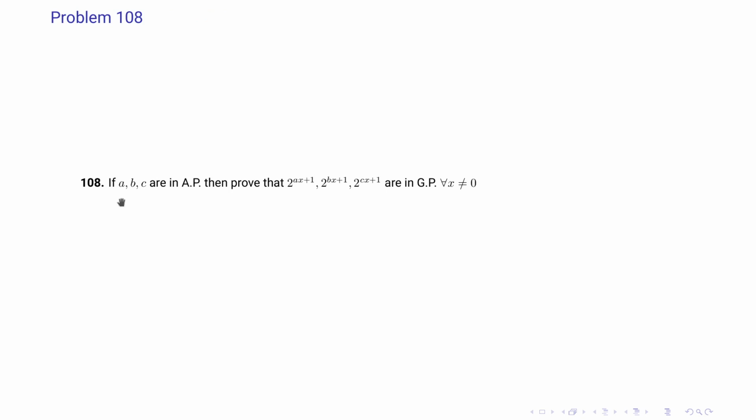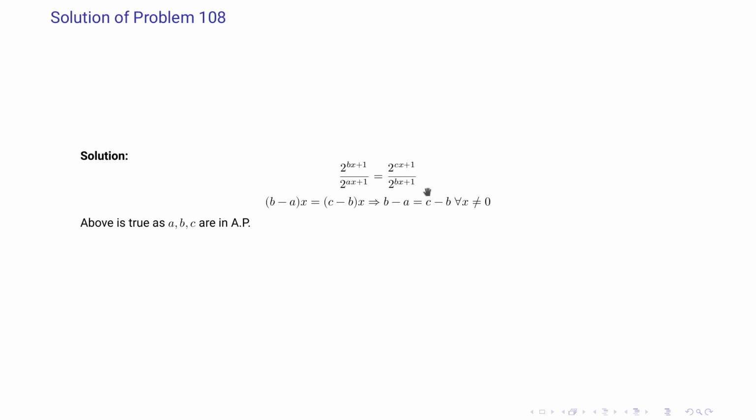Problem number 100 says that if a, b, c are in AP, then prove that 2 to the power ax plus 1, comma 2 to the power bx plus 1, comma 2 to the power cx plus 1 are in GP for all x not equal to 0.